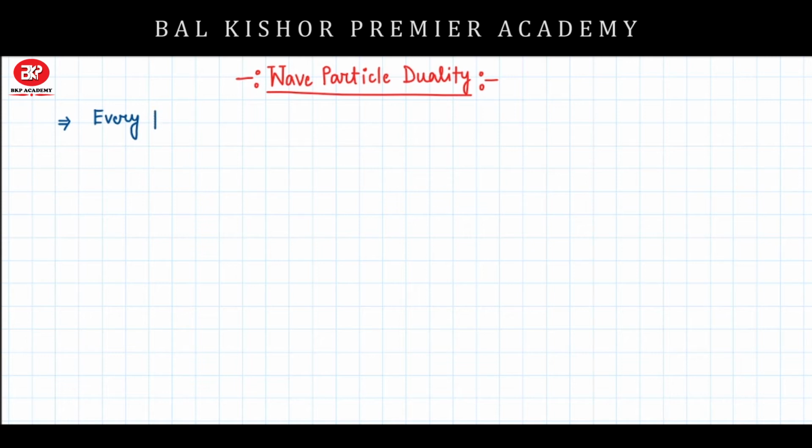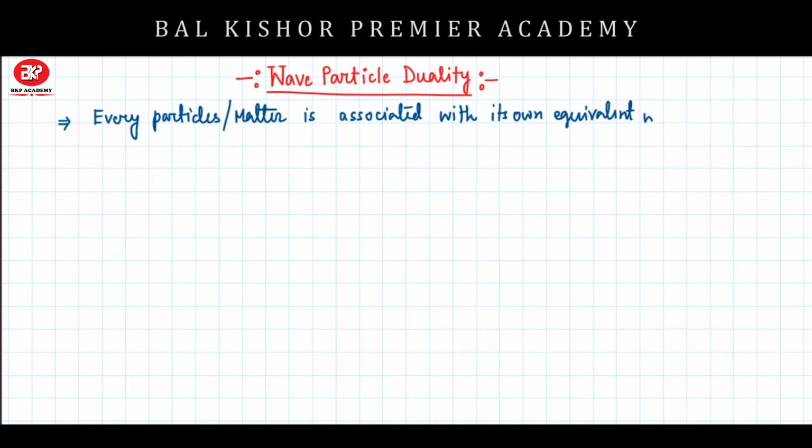That means we can write, every particle or matter, because every particle will have some amount of mass. That's why particles are analogous to matter. So every particle is associated with its own equivalent waves or matter waves.